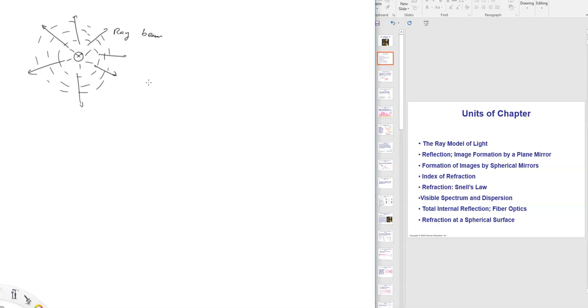Reflection, image formation by a plane mirror, spherical mirrors, index of refraction. It's about how light changes direction, how it bends when it goes through a different medium. Refraction, Snell's law, explaining refraction. Visible spectrum, total internal reflection, and spherical surfaces. So that's lenses. Alright. Okay, so let's move on.